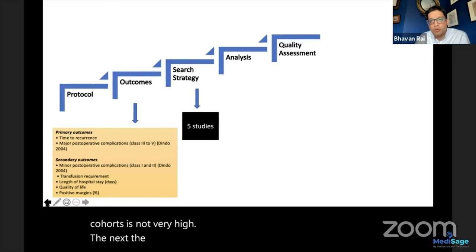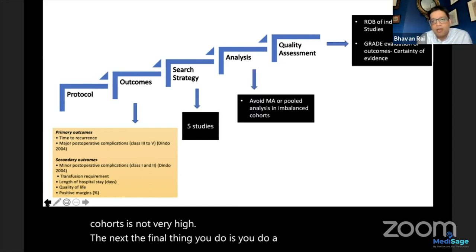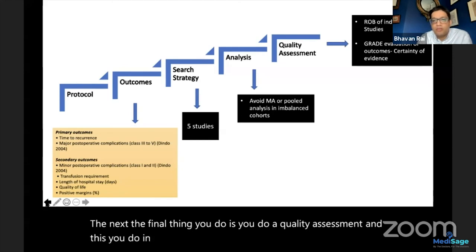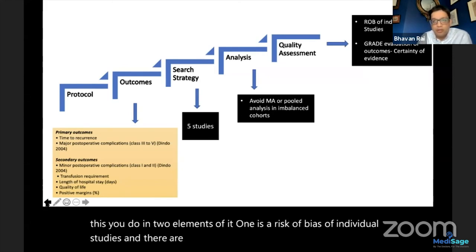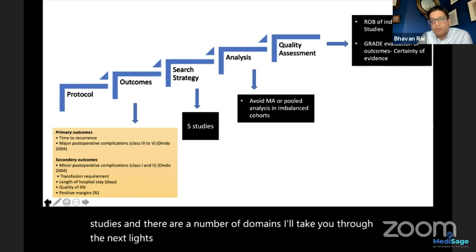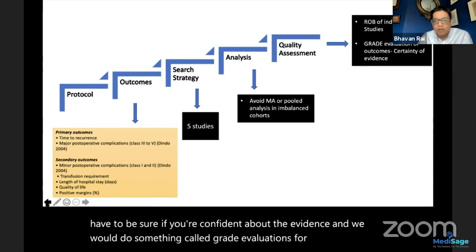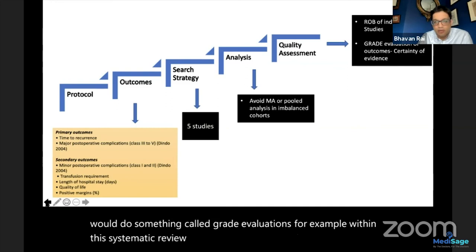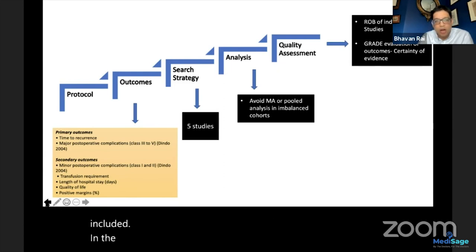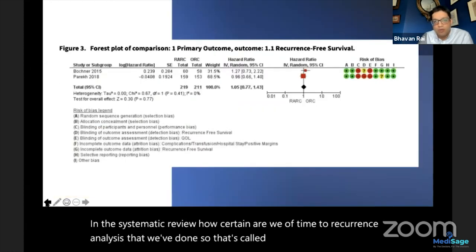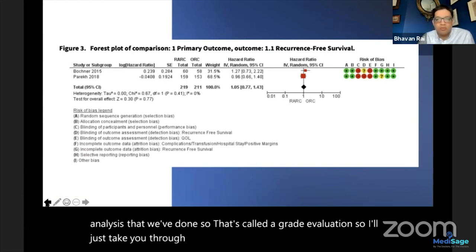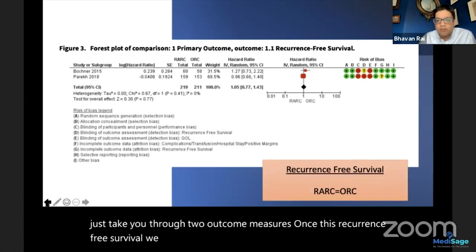The final thing you do is a quality assessment. And you do this in 2 elements. One is a risk of bias of individual studies, and there are a number of domains. I'll take you through the next slides and you'll know what it is. But you also have to be sure if you're confident about the evidence, and you do something called a GRADE evaluation. So for example, within this systematic review, we were looking at time to recurrence. Apart from the risk of bias of the individual studies included, how certain are we of the time to recurrence analysis that we've done? That's called a GRADE evaluation. So I'll take you through 2 outcome measures. One is recurrence-free survival. We concluded that the recurrence-free survival was similar.